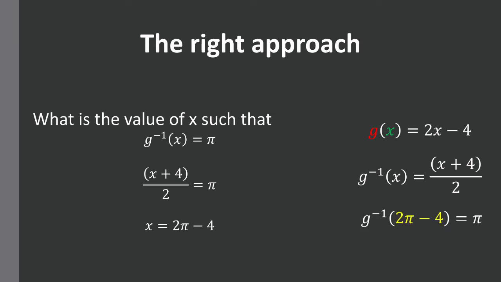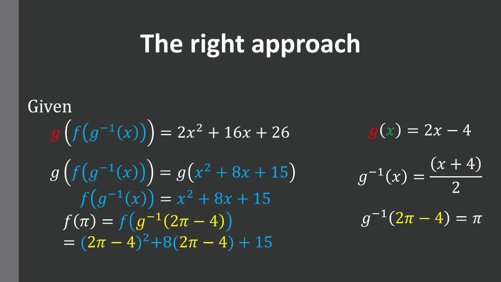Okay, therefore, we know that when x is equal to 2 pi minus 4, f of g inverse of 2 pi minus 4 is essentially the same as f of pi, right? So we go back to that expression x squared plus 8x plus 15. Everywhere we see x, let's replace it with 2 pi minus 4. And if you do some algebra, you will see, first of all, that's a perfect square expansion. Then you expand the second bracket, and then you just make sure you collect the like terms and cancel things out. The exact answer to this question is actually 4 pi squared minus 1.